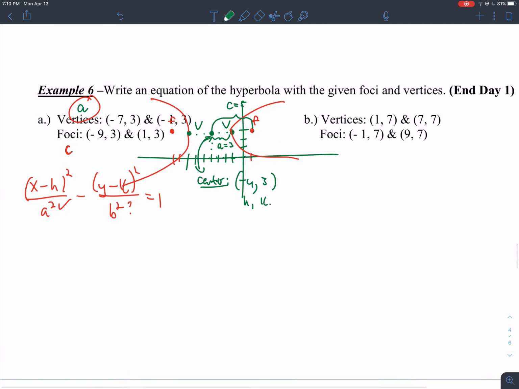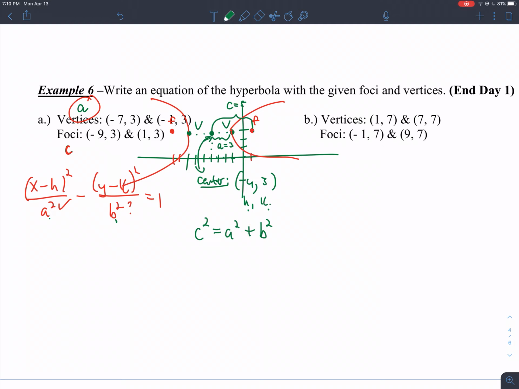Okay, so from this I can do a whole bunch of stuff. I have H, I have K, I have A, but I don't have B. So I've got to find B first. So let's go do the formula again, but now be careful. This is C squared equals A squared plus B squared. This is a plus when this is a minus. That's the way you remember that.